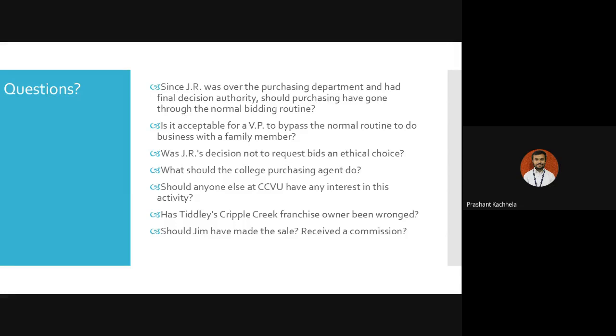Tell me the answer for question number three, third question. Do you think that that's the ethical way which JR did as a VP? They took the decision that we are not going to follow normal procedure and let's buy only from my son's company, Italy Computer. That's the name. So provide me your idea. What do you think? What JR did was right? Was it ethical?